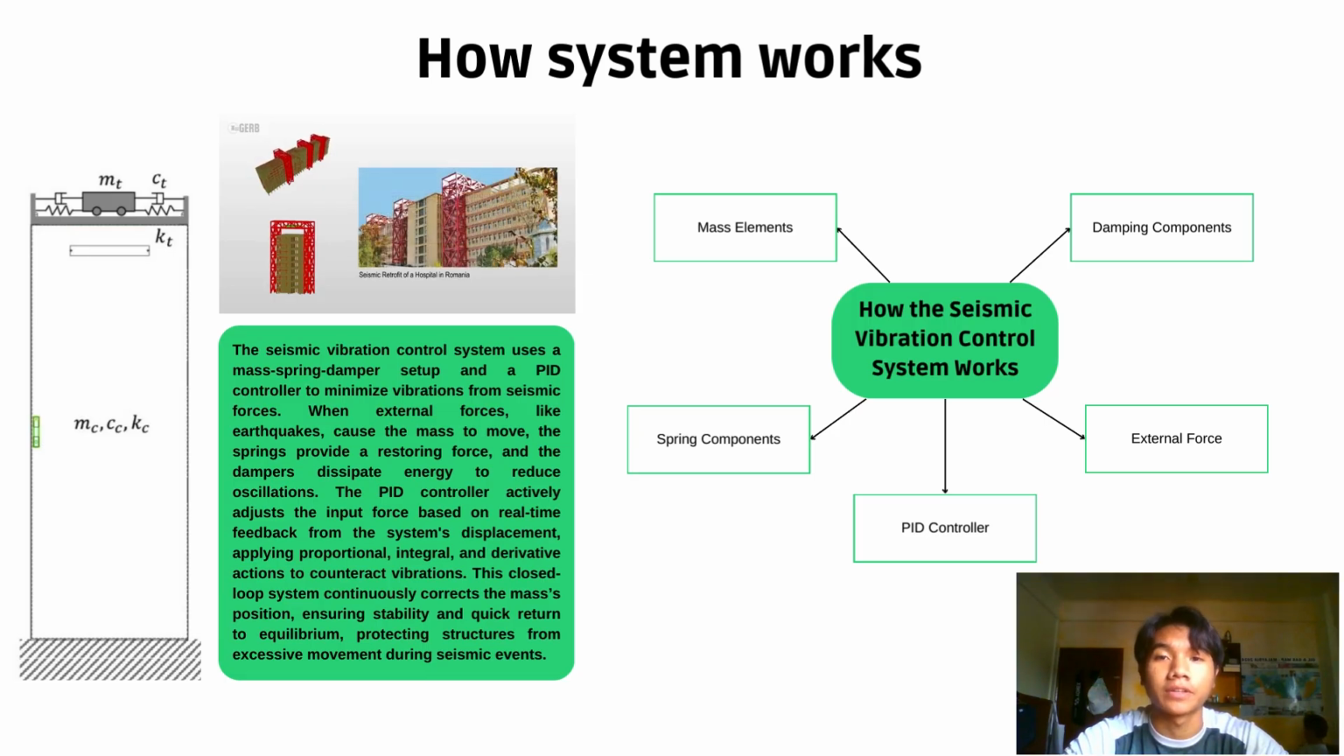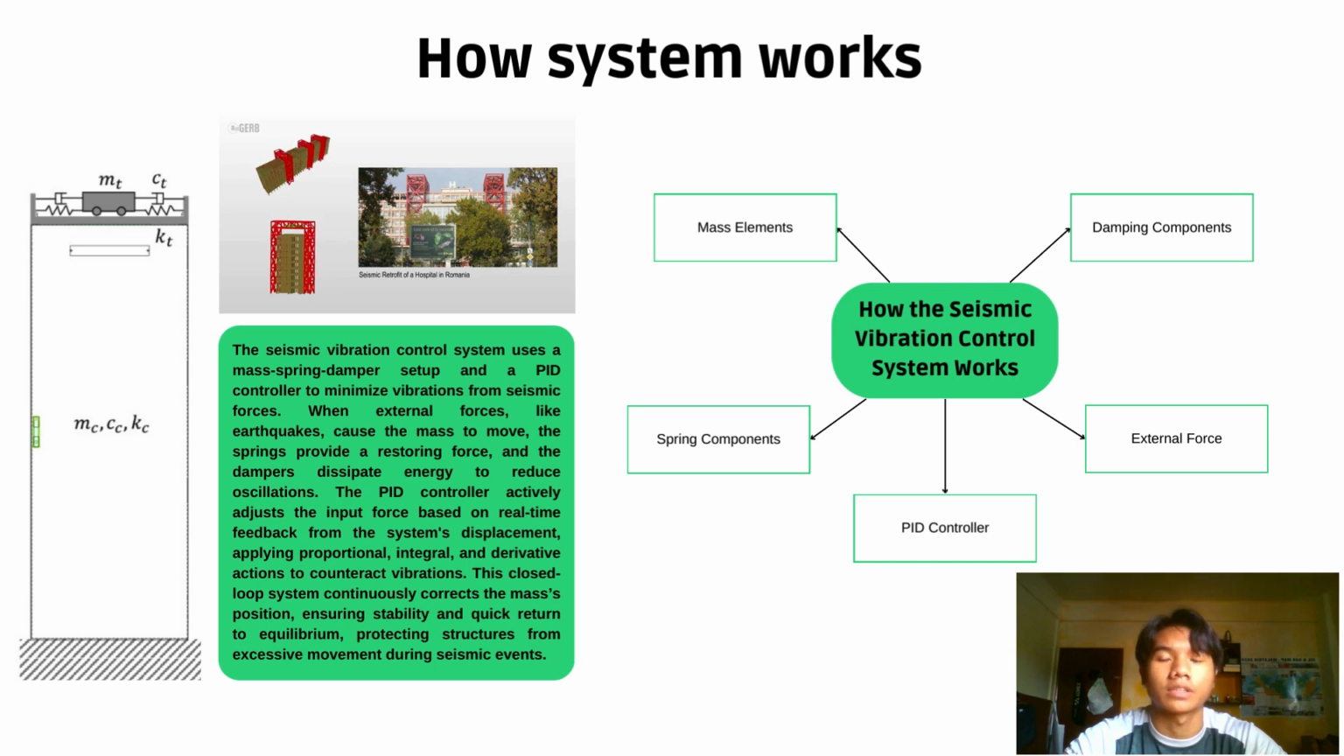Today I'll be explaining how a seismic vibration control system works, focusing on its mass spring damper setup and PID controller. Imagine an earthquake causing ground movement. In this system, a mass represents part of the building or structure that experiences the seismic force. When the ground shakes, the mass moves, triggering the system's spring and dampers.